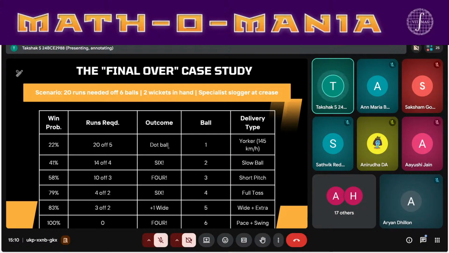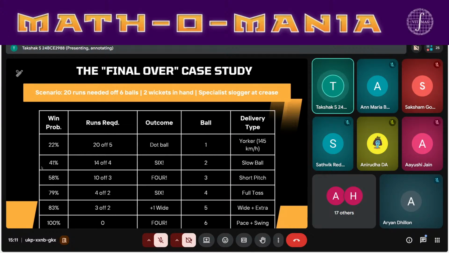And on the third ball, the delivery type is a short pitch, and the outcome is 4, and the runs required increases to 10 of 3. And the win probability also increases by approximately 17%, 58% total. And for the fourth ball, it's a full toss, which is a blunder from the bowling team side. And the outcome is a 6, and the runs required is 4 of 2.